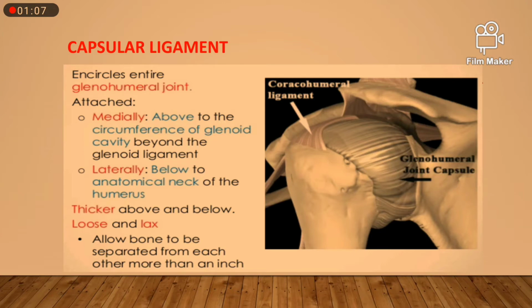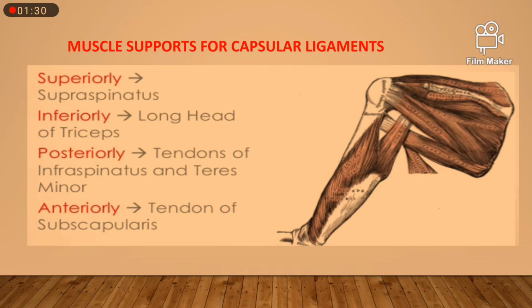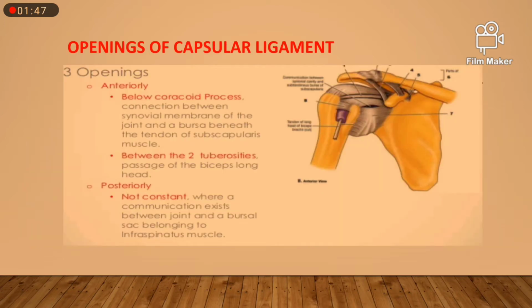The capsular ligament encircles the entire glenohumeral joint, attached medially above the circumference of the glenoid cavity beyond the glenoid ligament, laterally below the anatomical neck of the humerus, thicker above and below, loose and lax, allowing bones to separate from each other. Muscles supporting this capsular ligament are superiorly supraspinatus, inferiorly long head of triceps, posteriorly tendons of infraspinatus and teres minor, anteriorly tendons of subscapularis.